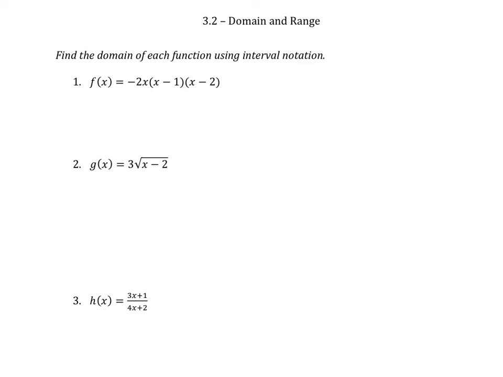Remember that the domain is the set of x values. So it's all the possible x values for a given equation. For number one, we have this function given. What you're really looking for here is x values that are going to be problems. For example, if you have a fraction like 3 over x, we know that x cannot be 0 because you can't have 0 in the denominator of a fraction. Otherwise, x could be anything.